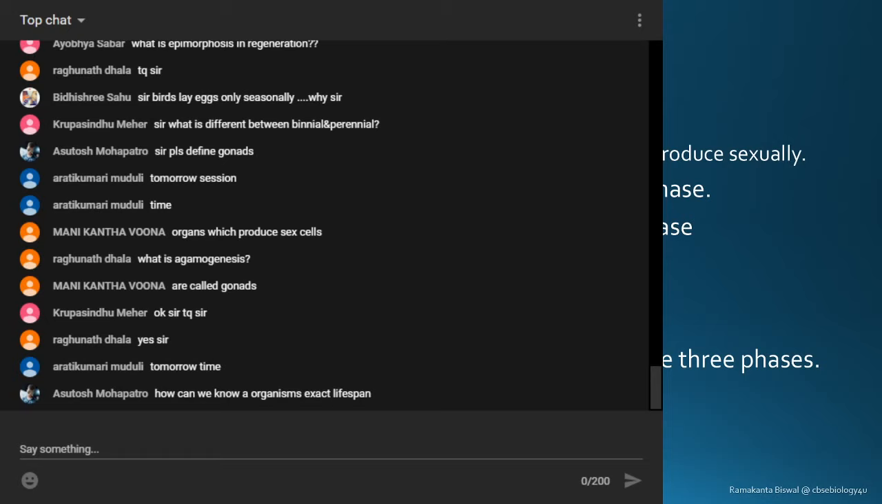Ashutosh asks, how can we know an organism's exact lifespan? Typically it is not possible to know the exact lifespan of an organism, because every individual in the organism is going to have a different timing. We can always calculate an average lifespan.